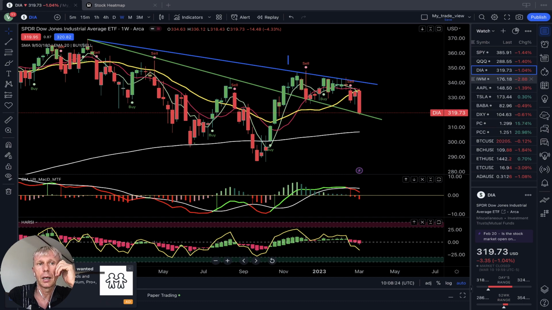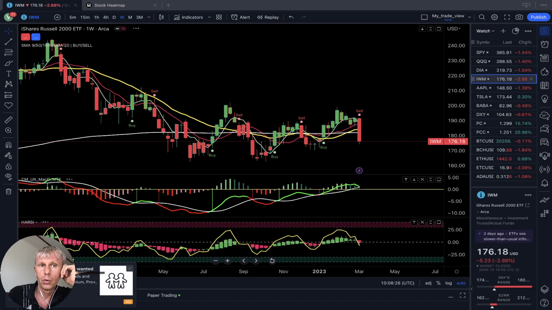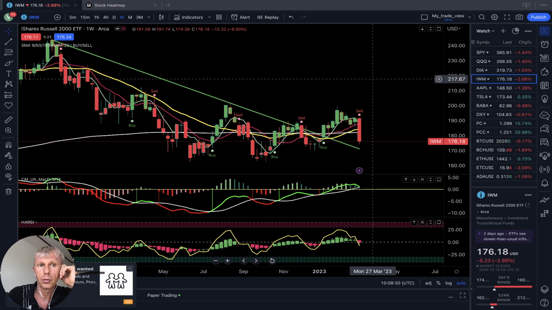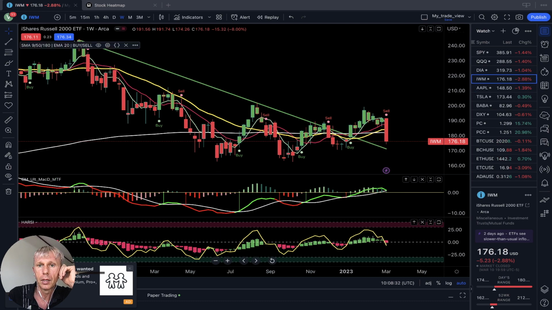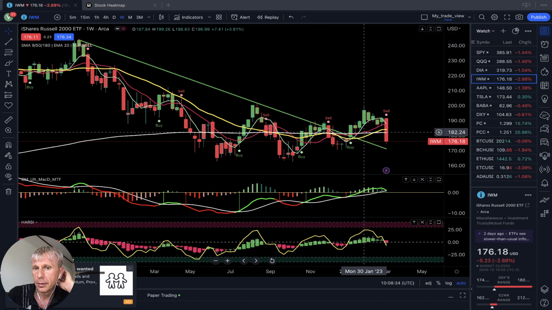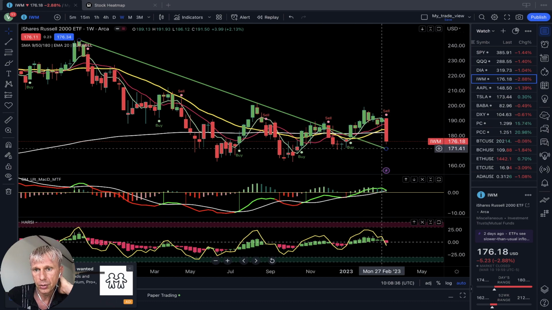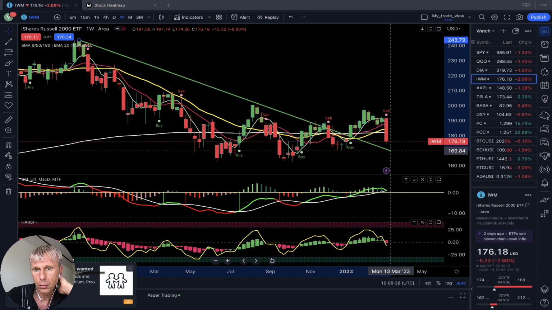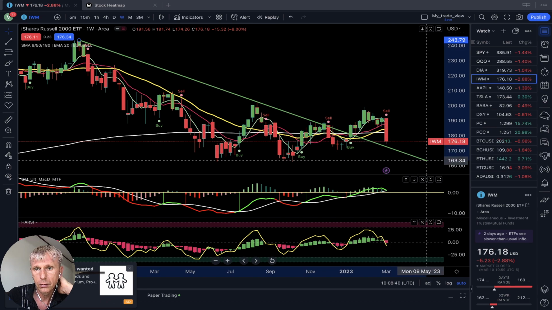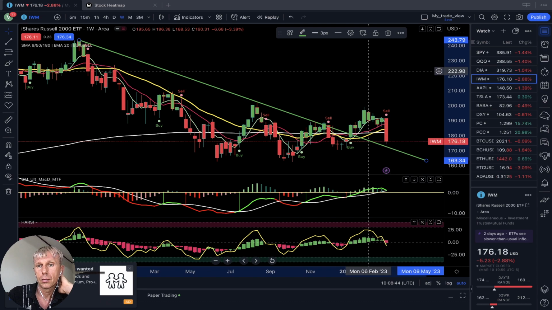Let's move to IWM. IWM weekly time frame. Similar major trend line from the top of the market, this green line. And we didn't touch it yet. Looks like, let's see. Almost, it was very close.